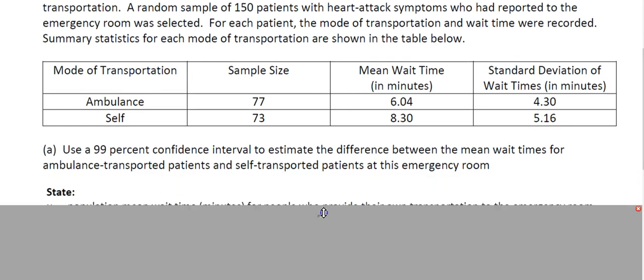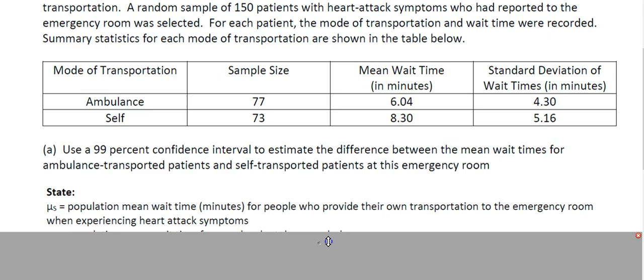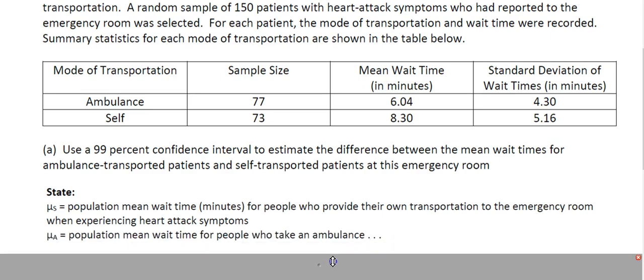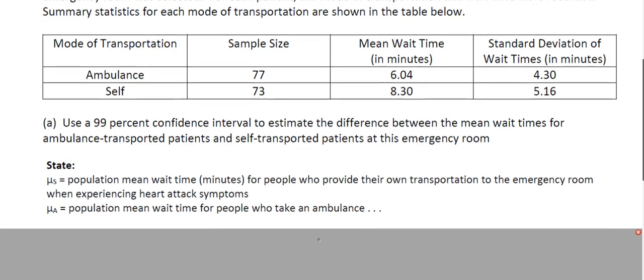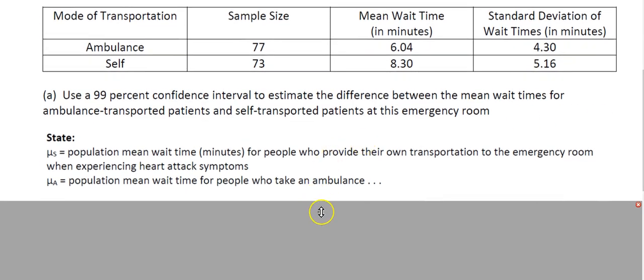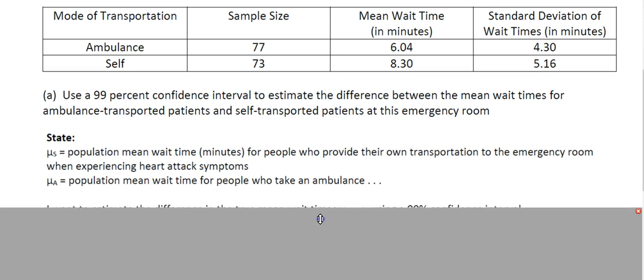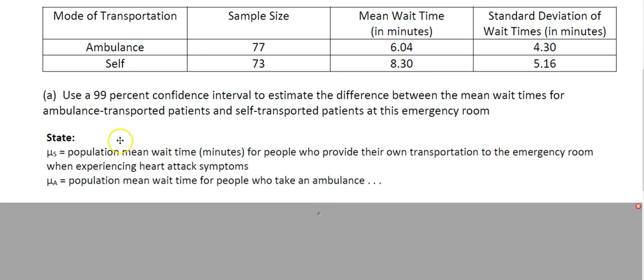We want to use a 99% confidence interval to estimate the difference between the mean wait times for ambulance transported patients and self-transported patients. So I am going to use some subscripts to indicate the group. I'm going to use mu sub s to indicate the self-transported people, and mu sub a to represent the ambulance transported people. Here are a couple of things that I want you to notice.